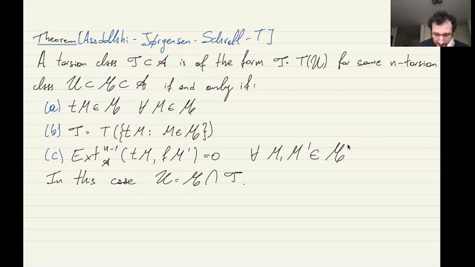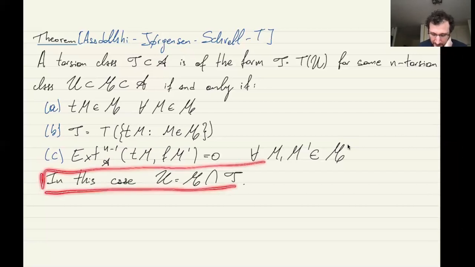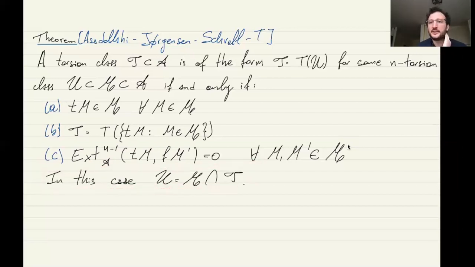But moreover, in this case, the n-torsion class is none other than the n-cluster tilting subcategory intersected with the torsion class that we have. So it's a really nice description of every n-torsion class. And this work has been done, even if it appeared not so long ago, I mean, 3 days ago on the arXiv. It has essentially been done for a long time.